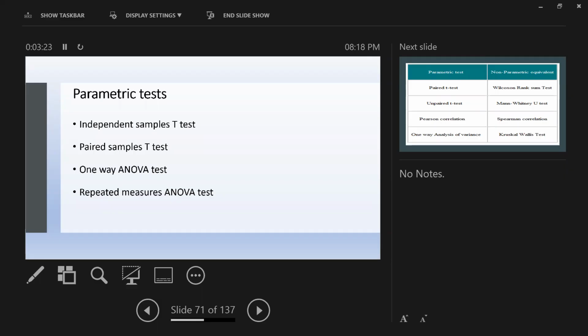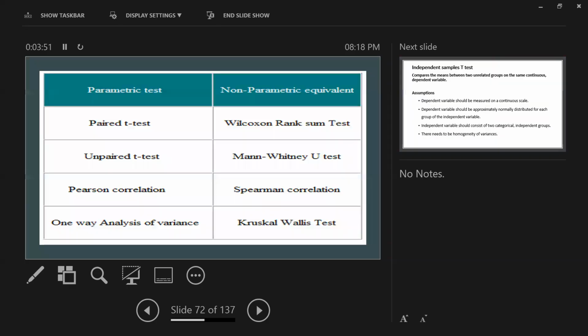The parametric tests which I have selected are the independent sample t-test, which we generally call Student's t-test, then the paired sample t-test or matched sample t-test, one-way ANOVA, and repeated measures ANOVA. These are the 4 parametric tests which I have selected for your training. Now let us see the difference between the parametric and non-parametric equivalents. For the paired t-test, matched t-test, the Wilcoxon signed rank test is the non-parametric equivalent.